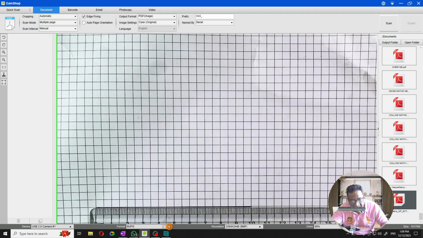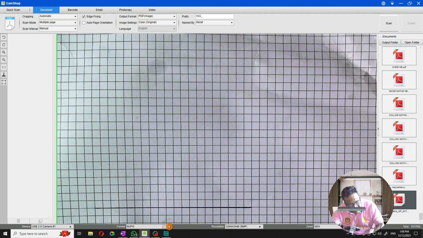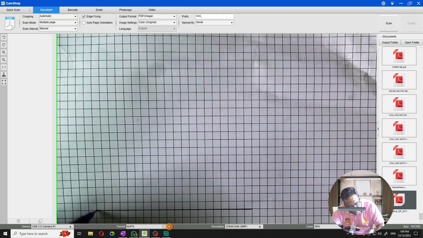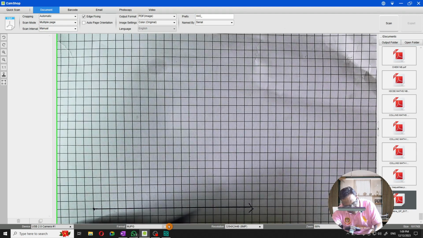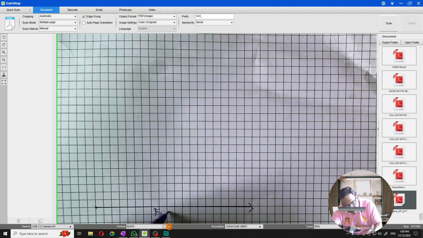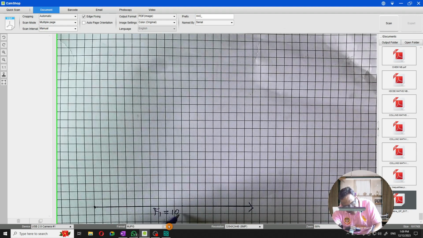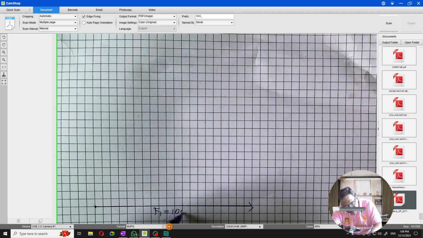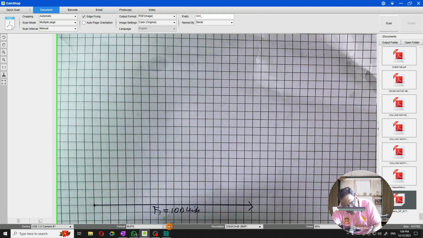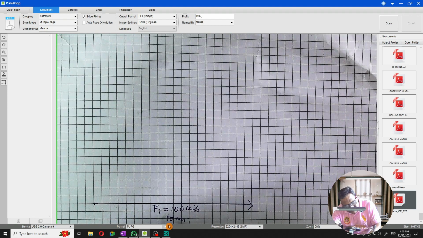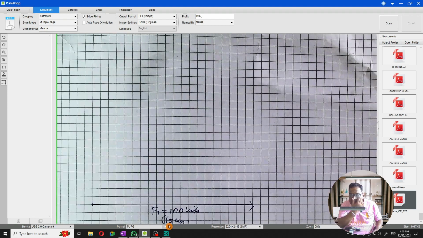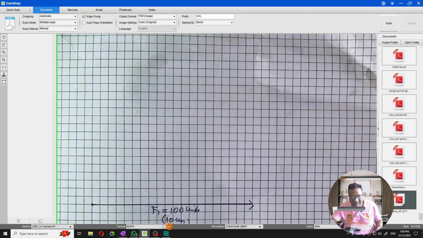So this is my first vector, that is F1 equal to 10 centimeter. This is actually 100 units. But according to the scale it is 10 centimeter, because the scale that we have chosen is 10 units equal to 1 centimeter. Fine.